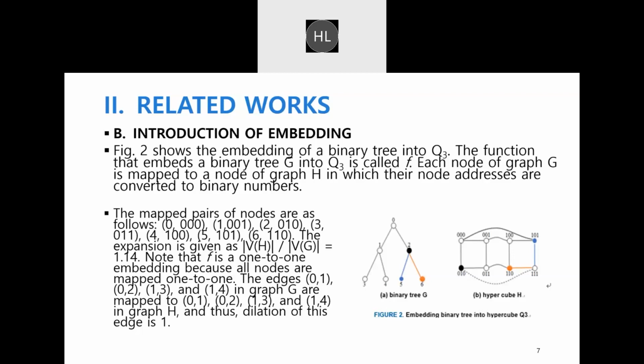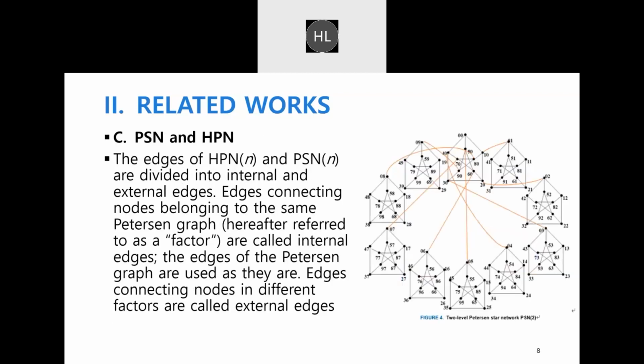starting from 0 to 6, and the expansion is given as in this formula, V of H divided by V of G, where V indicates the vertex, which equals 1.14. Also note that F is a one-to-one embedding because all nodes are mapped one-to-one. The edges 0-1, 0-2, 1-3, and 1-4 in graph G are mapped into 0-1, 0-2, 1-3, and finally 1-4 in graph H. Thus, the dilation of this edge is equal to 1.